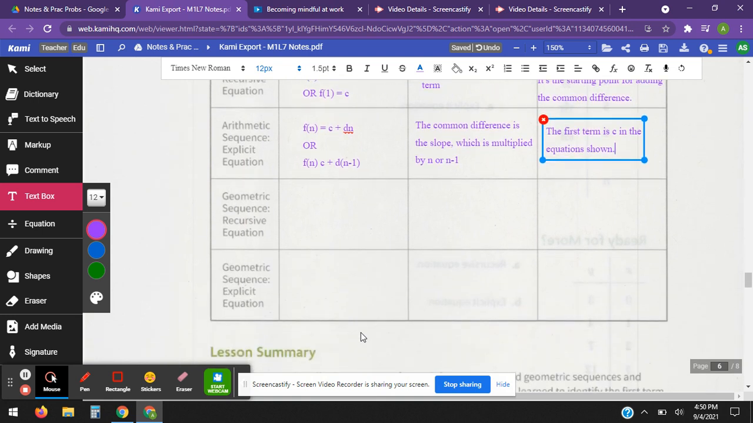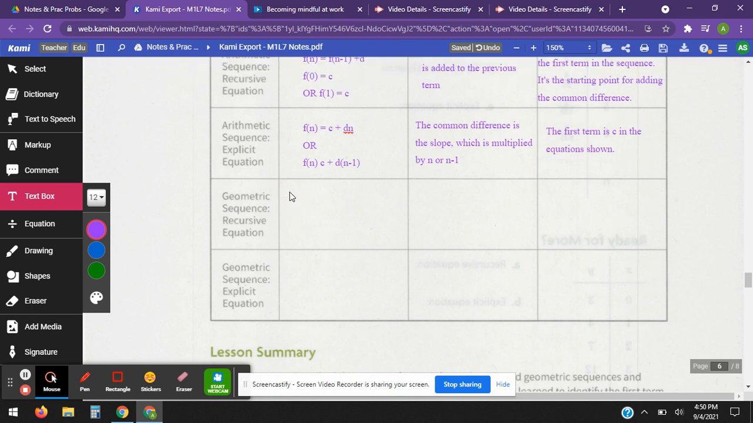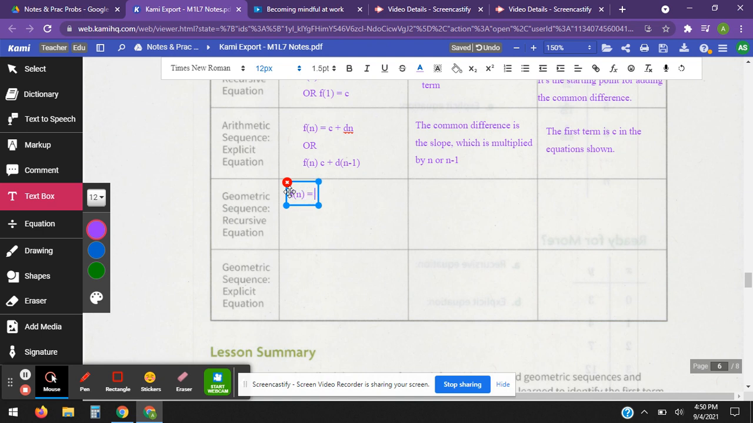All right, let's look at geometric. So with the geometric one, we have f of n equals, and sometimes they'll put the ratio in front. I like to keep it behind, so it just helps keep it clearer for me, times r. And then we either have f of 1 equals our starting number, or f of 0 equals c.